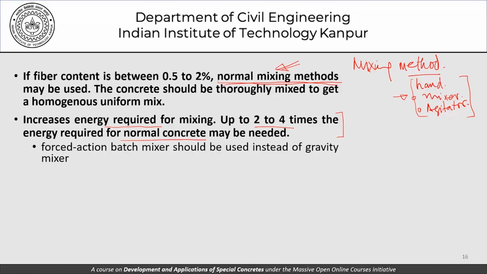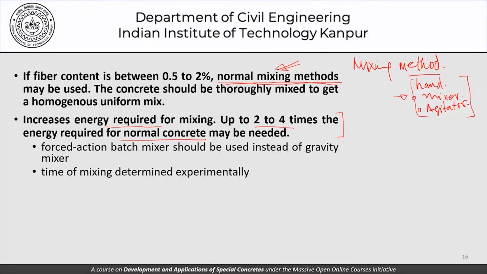We could use forced action batch mixers instead of gravity mixers. We could increase the time of mixing, which can be determined experimentally. The guidelines of 2 minutes or 3 minutes, which are there for normal concretes, should be taken with a pinch of salt.